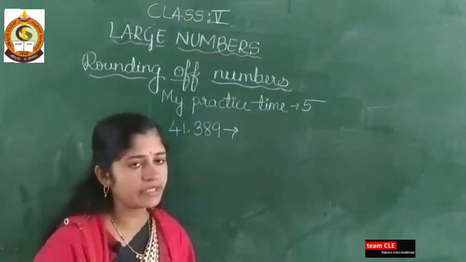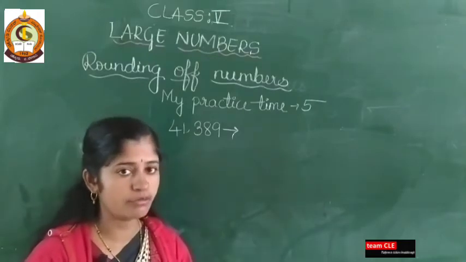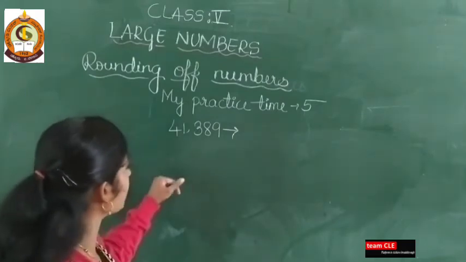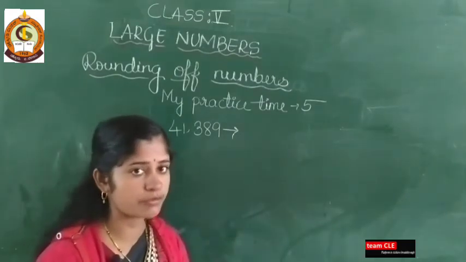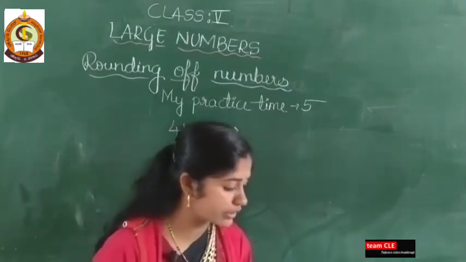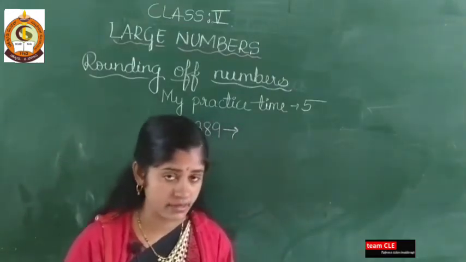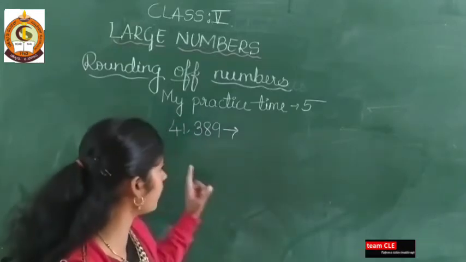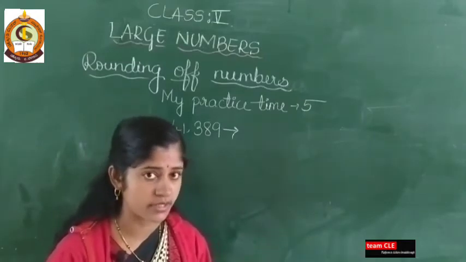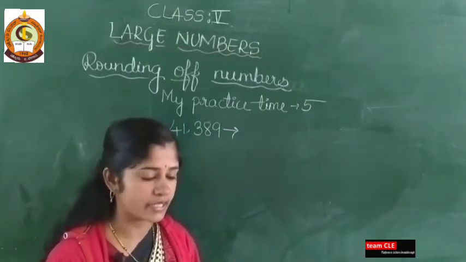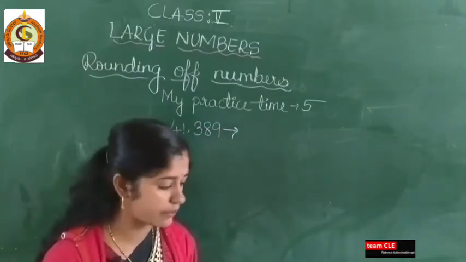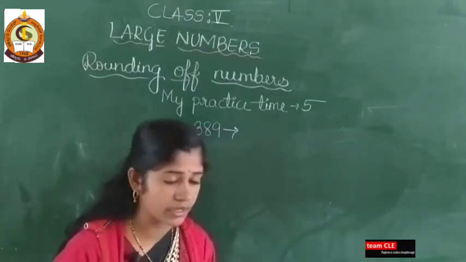See here, for that you need to know one small trick. If you know that trick, then you can round off the numbers easily. So let us take one example, and I took that example from your My Practice Time 5, and that is the first question. Round off the given numbers to the nearest tens, hundreds, thousands. That is page number 86, My Practice Time, page number 86.